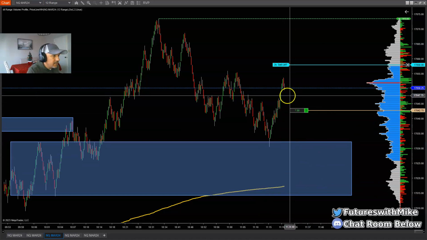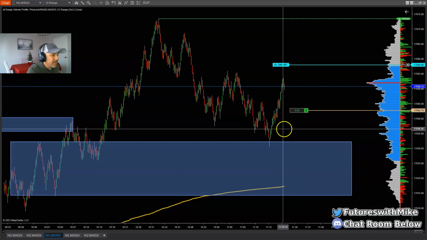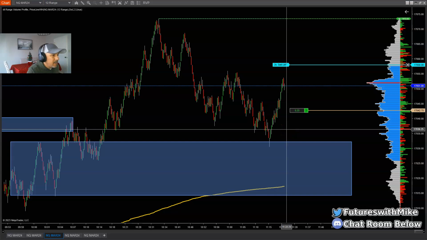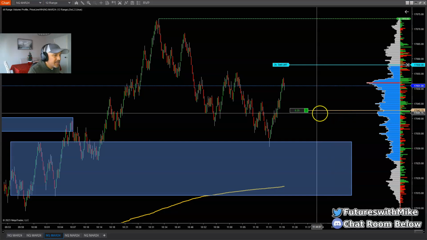See it coming back now. So I need to be careful. I may scale in with another contract if it comes back and rejects this area right here. But I need to be careful because I don't want to take on too much heat or too much drawdown at the same time.